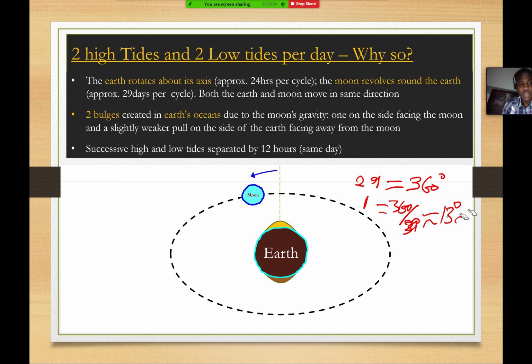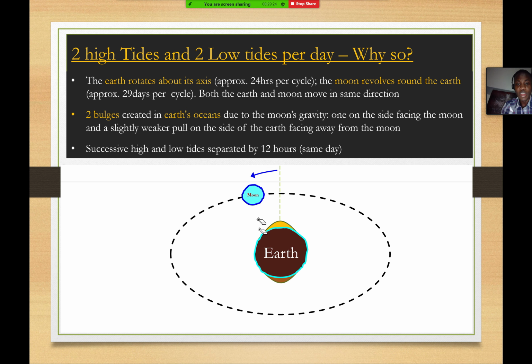So that means that while the Earth completes one rotation about its axis, which takes 24 hours, which is one day basically, the Moon will still be in about the same position, with just a difference of about 13 degrees from where it was. If you consider this little arc that the Moon has made, it's just about 13 degrees.